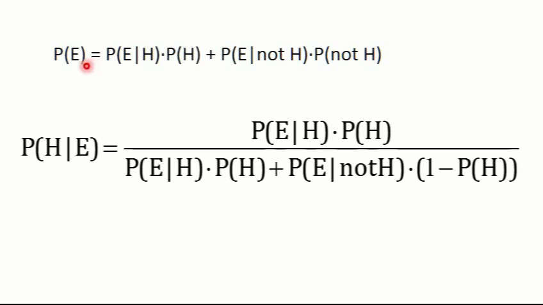By replacing the probability of E, we get this apparently troubling formula, which however simply says that the probability of H given E depends on three things. The probability of E given H, which appears here and here, the probability of H, which appears here, here, and here, and the probability of E given not H, which appears here.